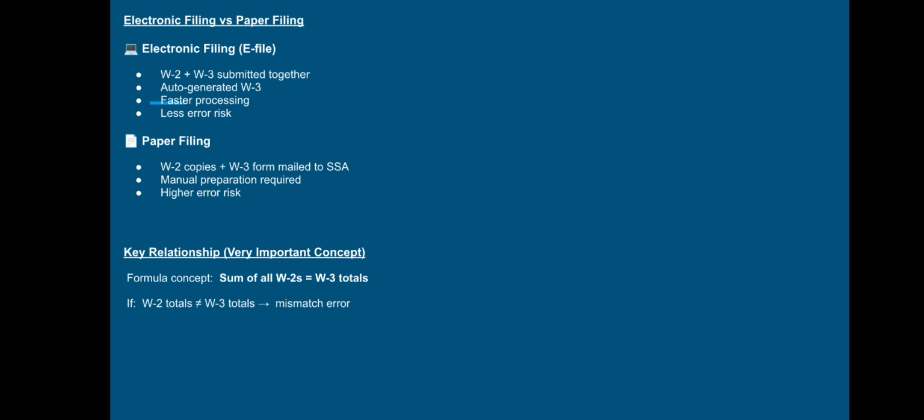In paper filing, W2 copies plus W3 forms are mailed to SSA. First you have to download and print out the W2 copies and W3 forms, and then mail them out to SSA. Manual preparation is required. You have to manually enter everything, there is higher error risk, and it takes a lot of time as well, because you first mail out all the documents to SSA, which also takes some time. Key relationship, a very important concept. Formula concept: sum of all W2s is equal to W3 totals.